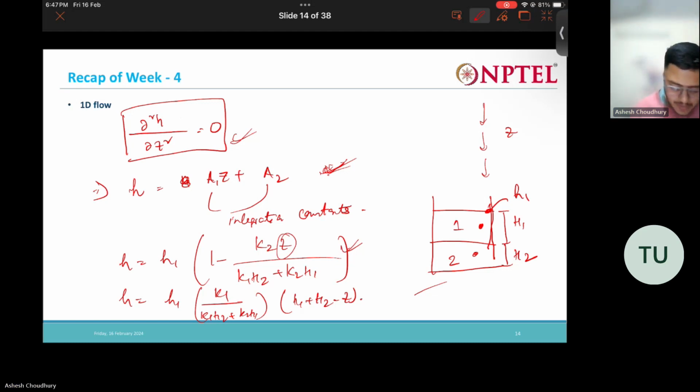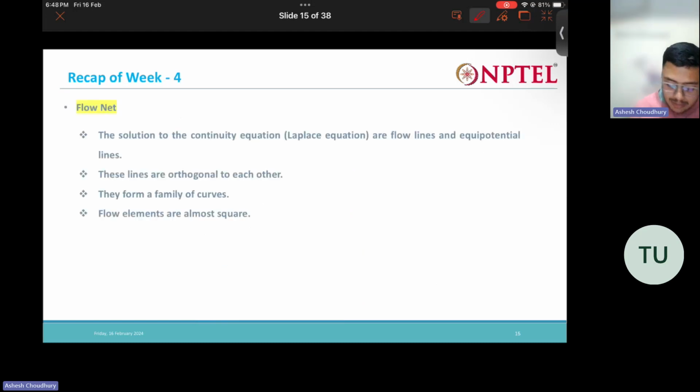Now let us come to flow nets. So what are flow nets? Flow nets are nothing but the solutions of the Laplace equation. The solutions to the continuity equation, that is the Laplace equation, are the flow lines and equipotential lines. These lines together form a net. That net-like arrangement that those lines form is called the flow net.